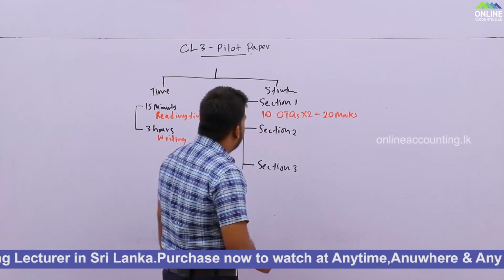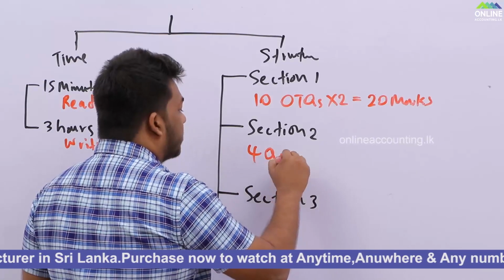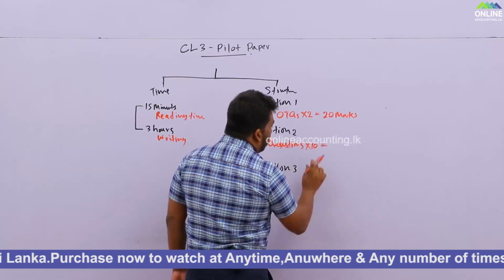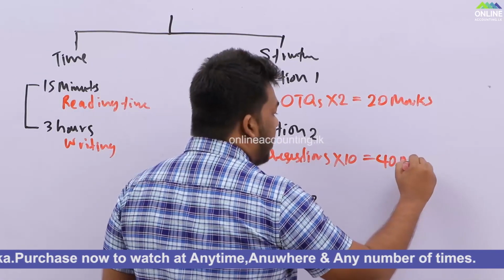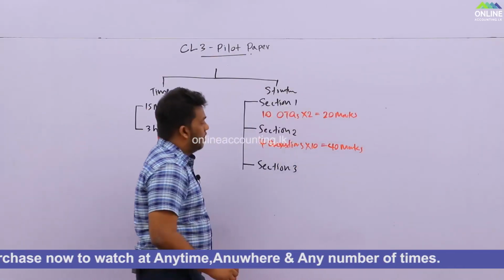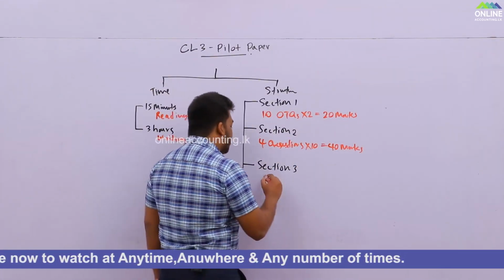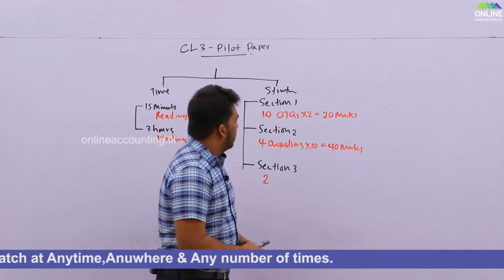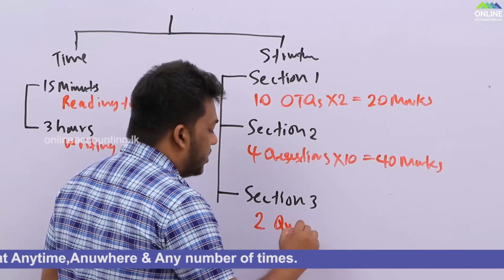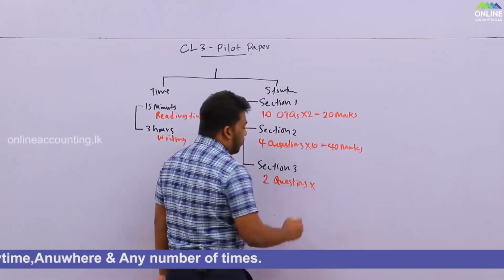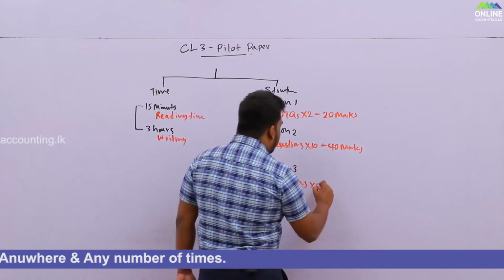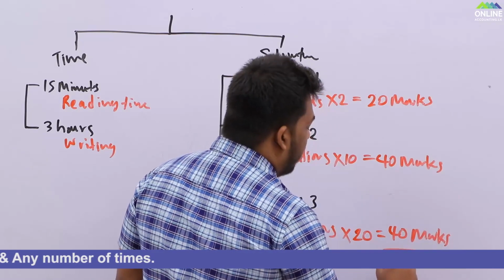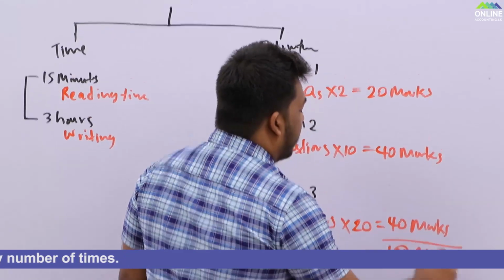Then section 2 has 4 questions. One gives 10 marks. So you will be having 40 marks for this. Now these are like mini scenarios. Then you have 2 questions here. One will give you 20 marks each. So with that, this is 40 marks. When you attempt everything, that is 100 marks.